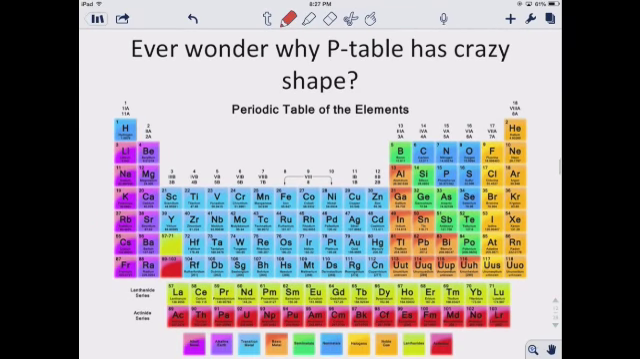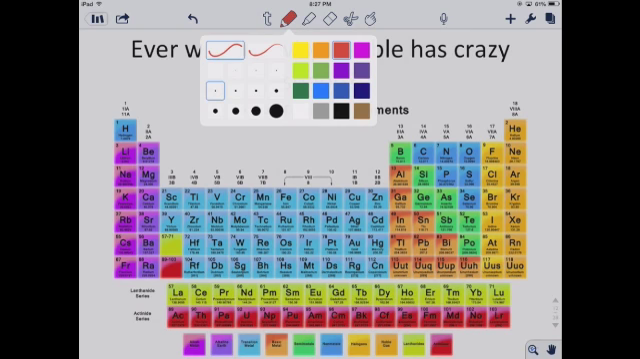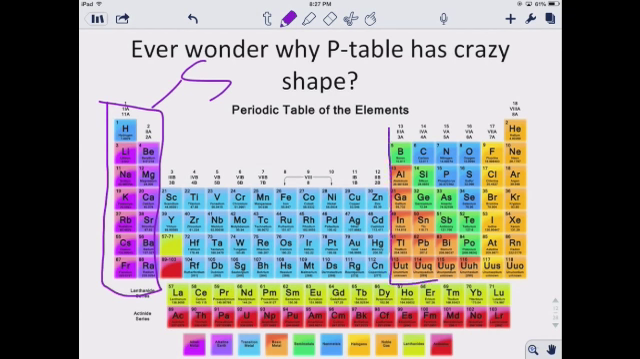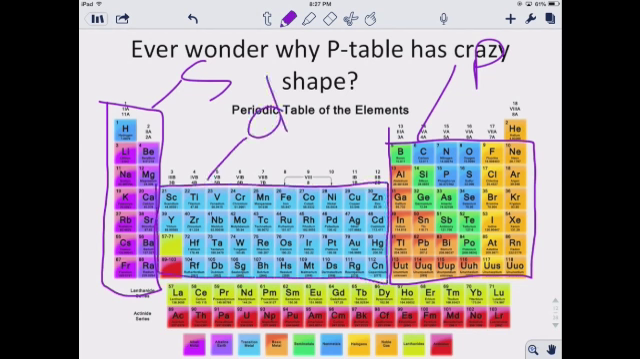So let's look at the periodic table. Did you ever wonder why the periodic table has such a crazy shape? Well, when we look at it, our first orbital that we have is the s. So we see here, there is the s orbital. Here, the second one we looked at, that is the p orbital. And we look here, this is the d orbital. And down here, that is the f orbital.